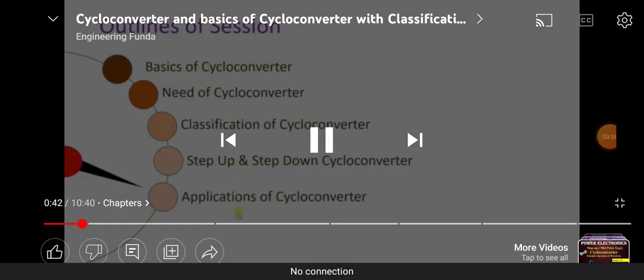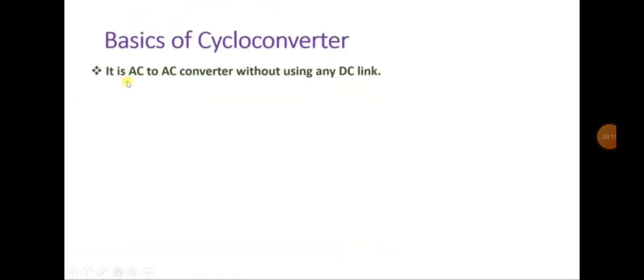With these outlines, let us begin this session with the basics of cycloconverter. See, cycloconverter is an AC to AC converter, and in a cycloconverter we don't use any DC link. Here we convert an AC signal into an AC signal without using any DC link.